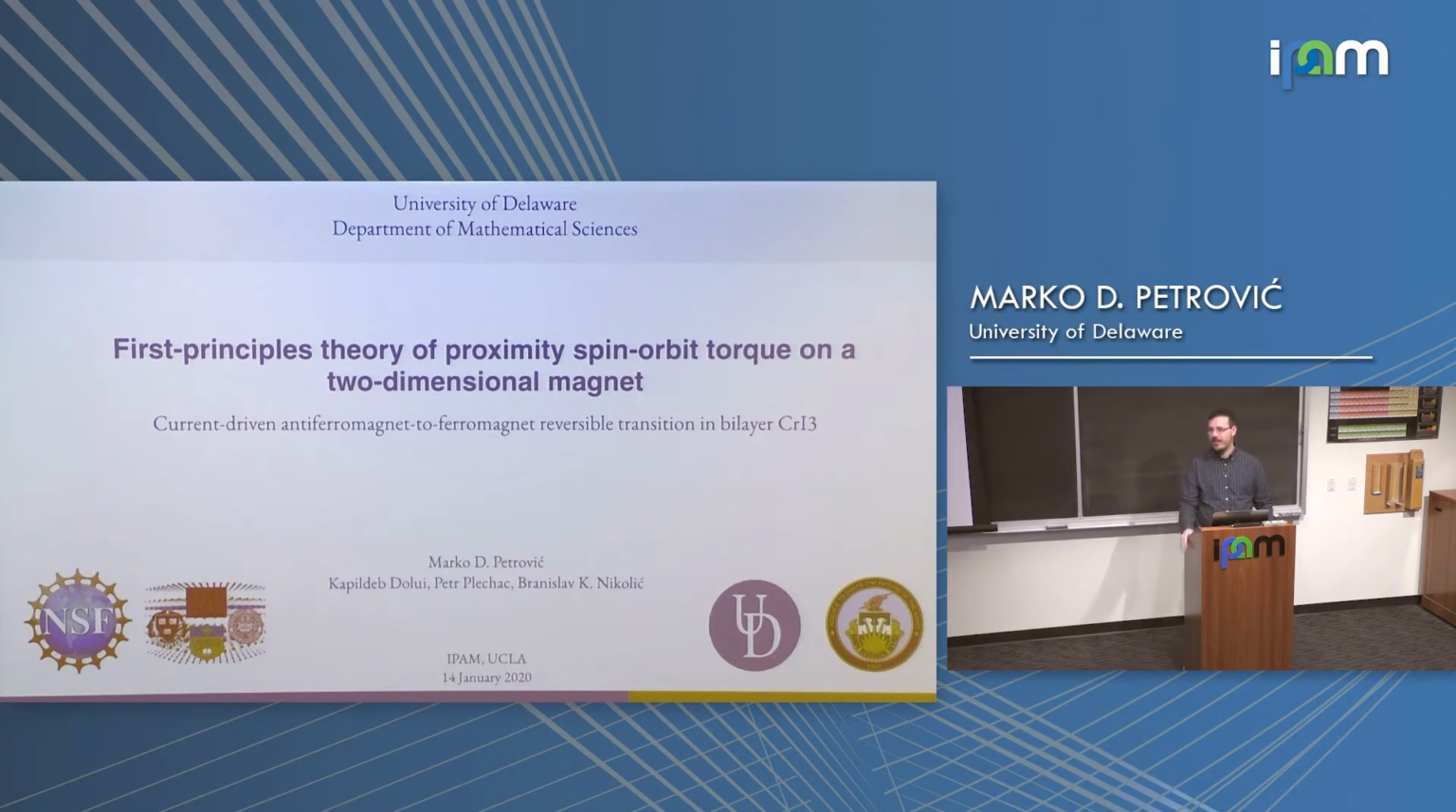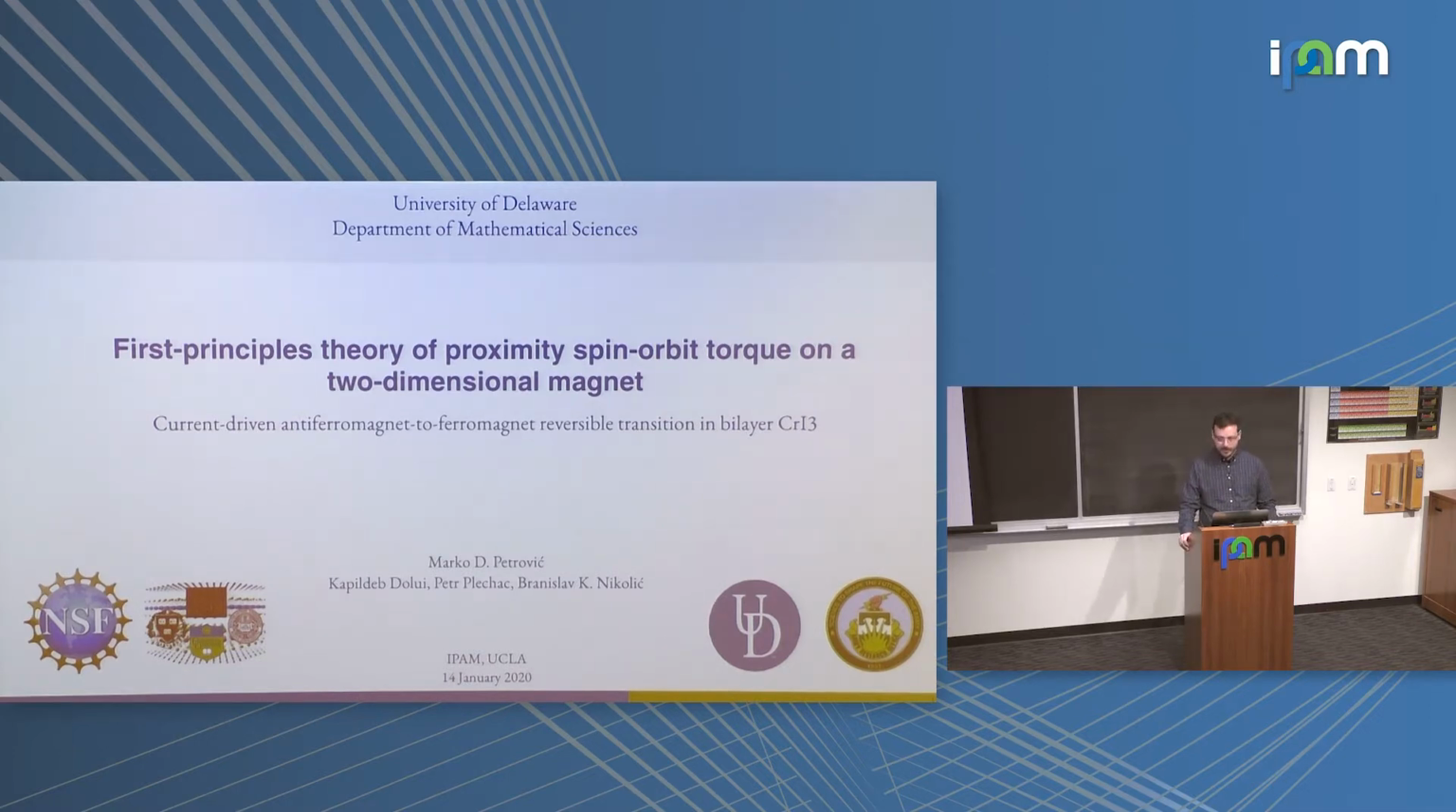So, as you already said, my name is Marko Petrovich. I come from the University of Delaware, and today I'm going to repeat this long title: first principle theory of proximity spin-orbit torque in two-dimensional magnets. In particular, I'm going to talk about the current-driven antiferromagnet-to-ferromagnet phase transition in bilayer CrI3.